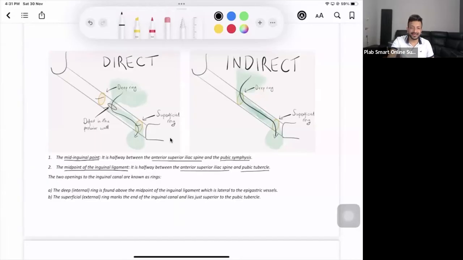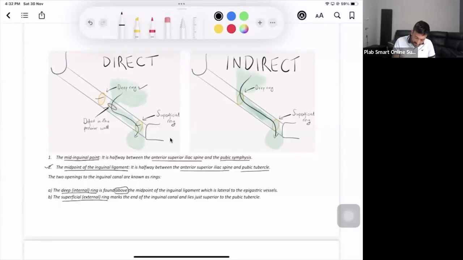There is a thing I actually read in one of the books. They say indirect hernia is like a traveler. It's traveling through this inguinal canal. The direct hernia is actually breaking through the wall. Directly through, there's a weakness, it will come through that weakness only. So that's the main thing. So where is this deep ring? You need to know mainly this second point, the midpoint of the inguinal ligament, halfway between ASIS and pubic tubercle. Deep ring is found above the midpoint of the inguinal ligament.